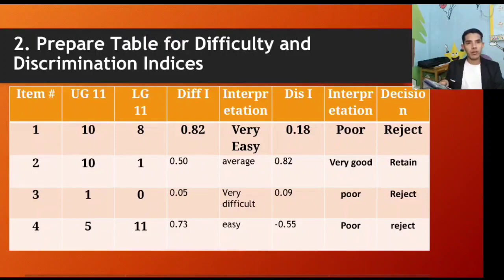We know that this is under very easy, with a range of 0.81 to 1.00. Okay, the interpretation for that is very easy.